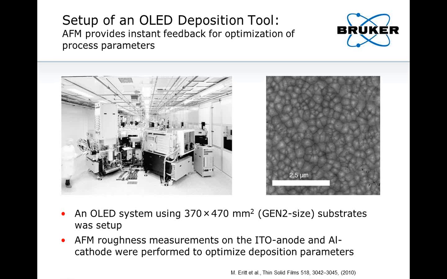This example here shows a setup of a generation 2 size OLED system, and during setup, these researchers used an AFM to characterize, in this case, the electrode, the ITO, and the anode and the cathode, to optimize the deposition parameters. And what you see on the right here is one of these data sets they used to optimize the process. It's an image of the ITO electrode. And again, they used the roughness calculation, which the AFM tool provides you in an automated manner, to optimize their process.